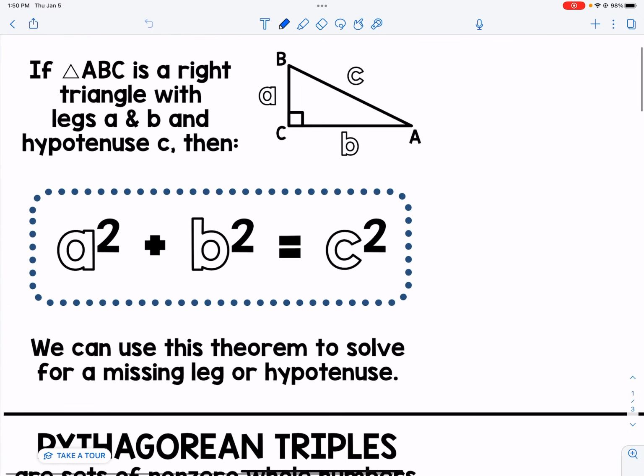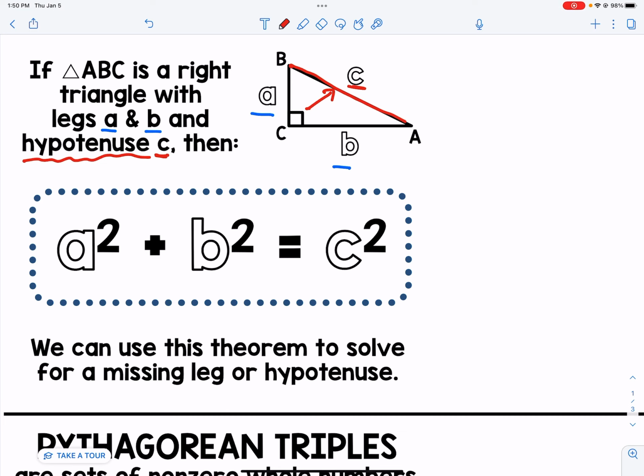If triangle ABC is a right triangle with legs A and B and hypotenuse C, so here are our legs A and B, and A and B are legs because they're on the shorter side, and the hypotenuse is the longest side, which is opposite of the right angle. Right, so you do need to know which one is which. A and B's position is interchangeable, but C always has to be the hypotenuse.